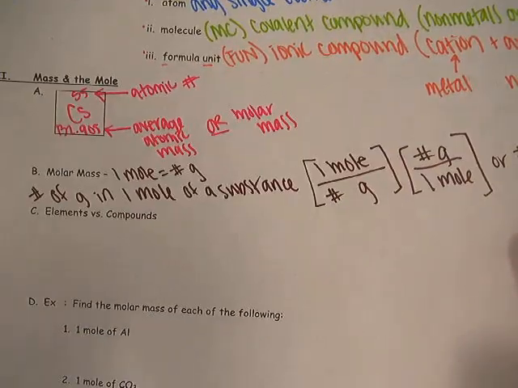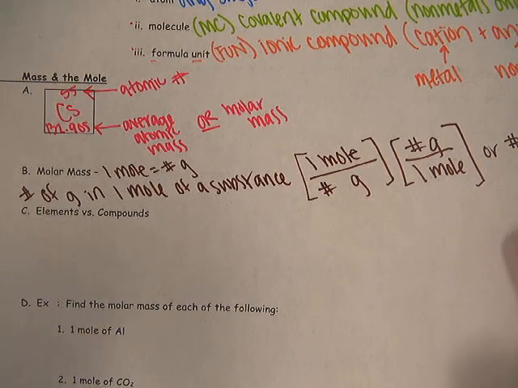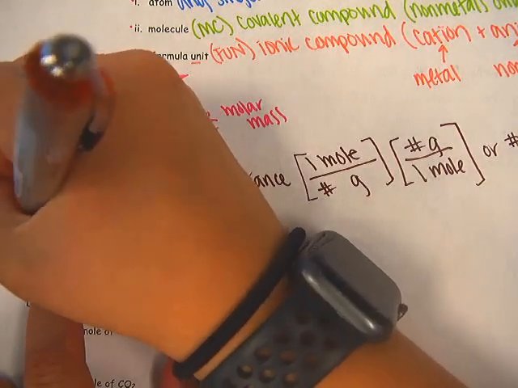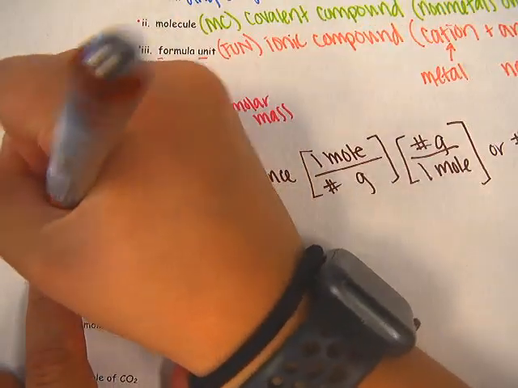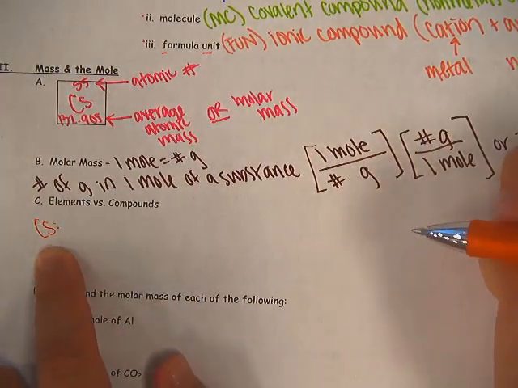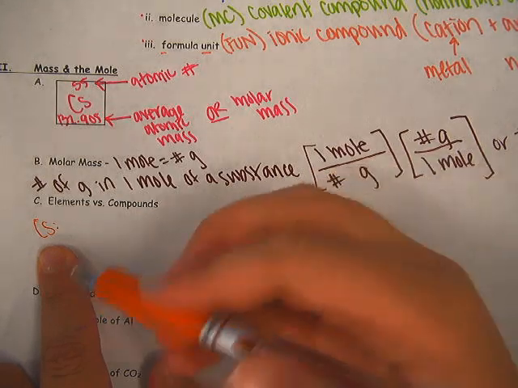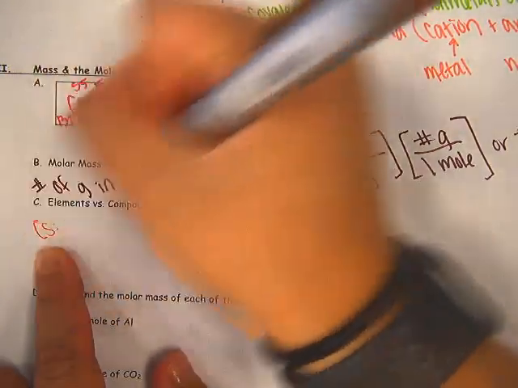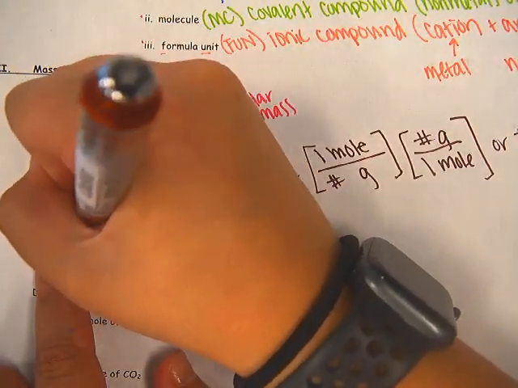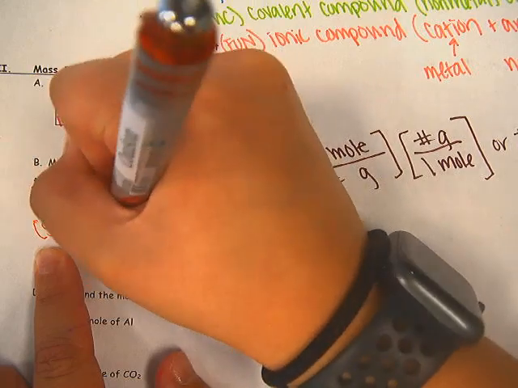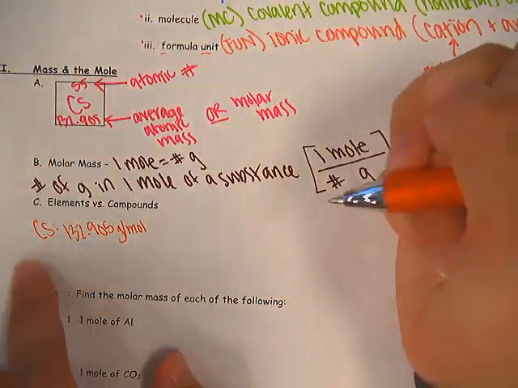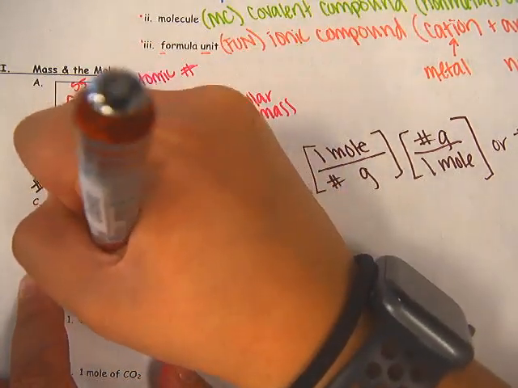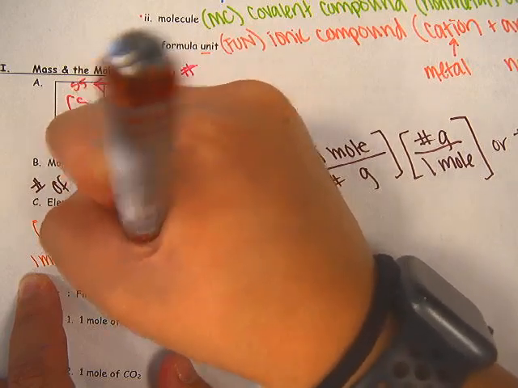All right, so when we are looking at the molar mass of elements versus compounds, for an element, it's usually something really straightforward. So for example, for cesium, we just looked it up on our periodic table, so that's CS. If I asked you to find the molar mass of that element, you're simply taking the number directly from the periodic table and adding grams per mole to the end. So cesium's molar mass is just 132.905 grams per mole. This means that one mole of cesium equals 132.905 grams of cesium.